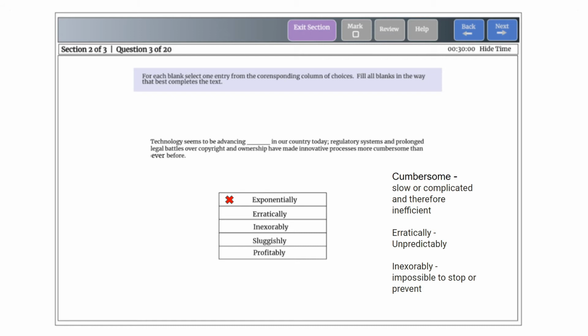And so looking at our other options, we need something that matches this cumbersome speed, right? Slow, complicated, inefficient. And our best answer is definitely going to be sluggishly, which is directly opposed to what people's natural instinct might be when they see something like, oh, technology advancing, right? So just be careful of your own personal bias. Make sure that you are matching the meaning of the sentence, not the meaning you think the sentence ought to have.